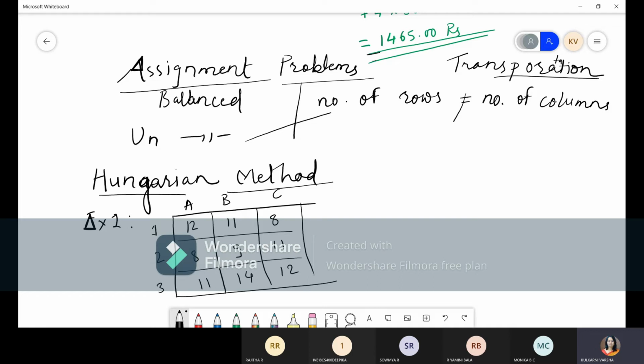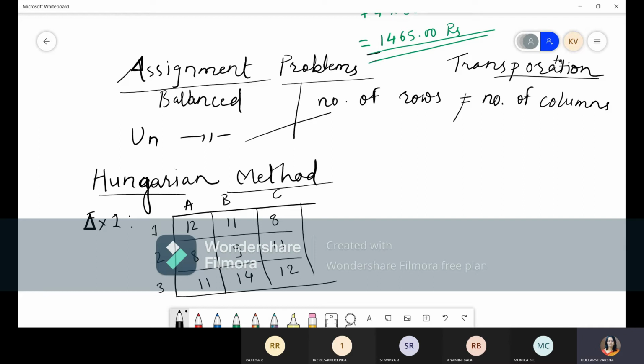Not many times will they give a problem statement or text. Sometimes the problem will be just like this. What we have to do is decide which job should be assigned to A, B or C: job 1 to A, B or C, or job 2 to A, B or C, or job 3. That is what we need to decide. That is the assignment problem.